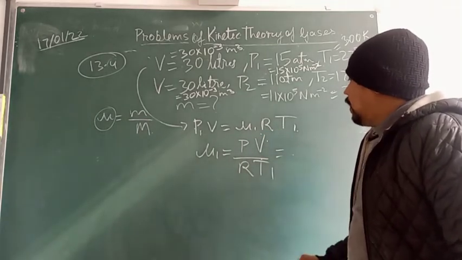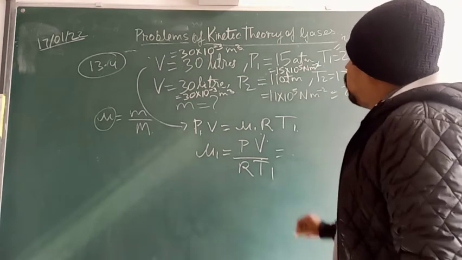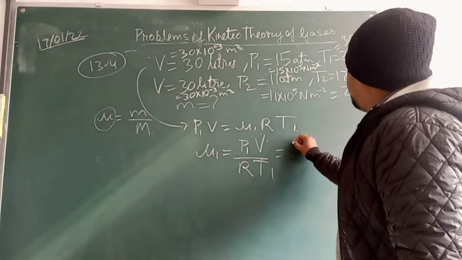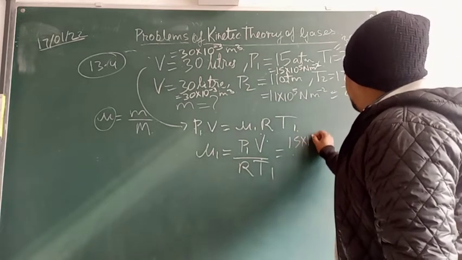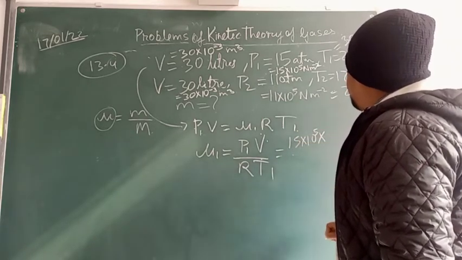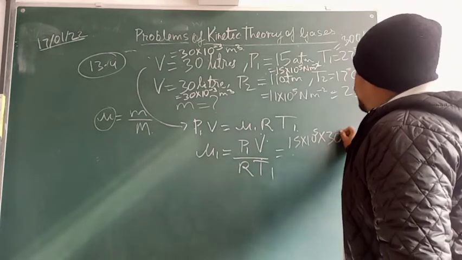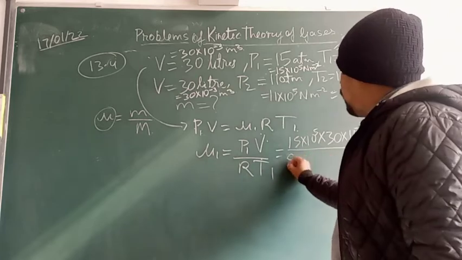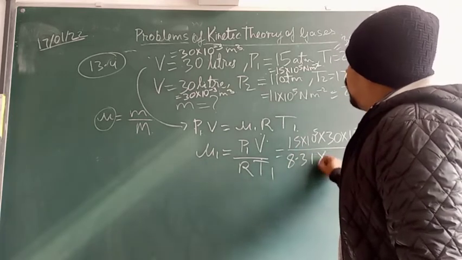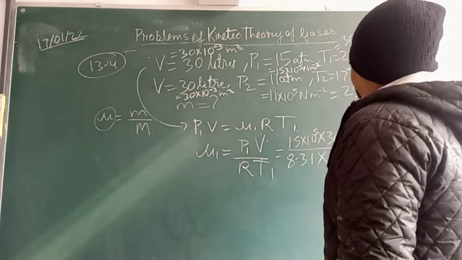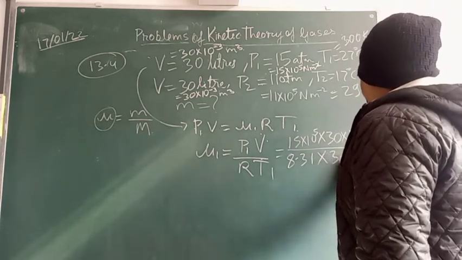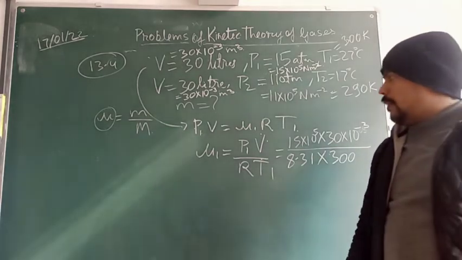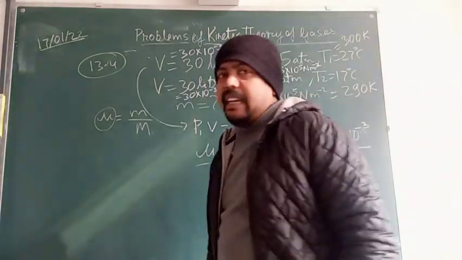So P is equal to P1, how much is the initial pressure? It is equal to 15 into 10 to the power 5, into volume 30 into 10 to the power minus 3, upon R equal to 8.31 into T. T is how much? T is equal to 300 Kelvin. So from here we will get the number of moles that we have initially.